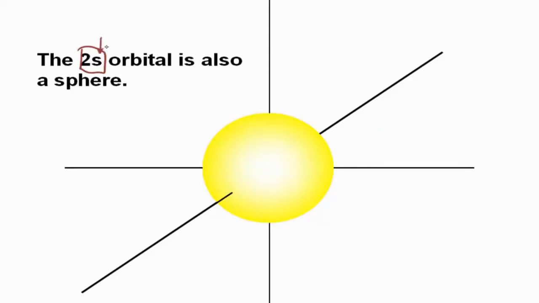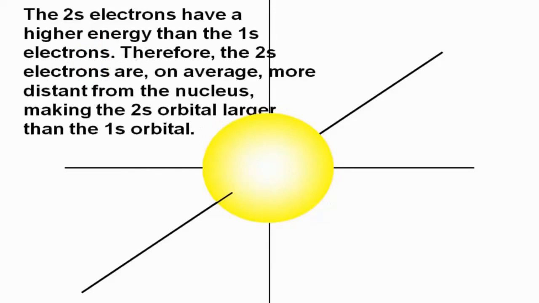Notice that we still have an s orbital, and we still have a spherical shape. But the electrons in the 2s orbital are higher energy, and so therefore on average they're going to be further from the nucleus, which describes therefore a larger shape, a larger area that they're going to occupy. But again, this is just a single orbital. It can also hold 2 electrons.